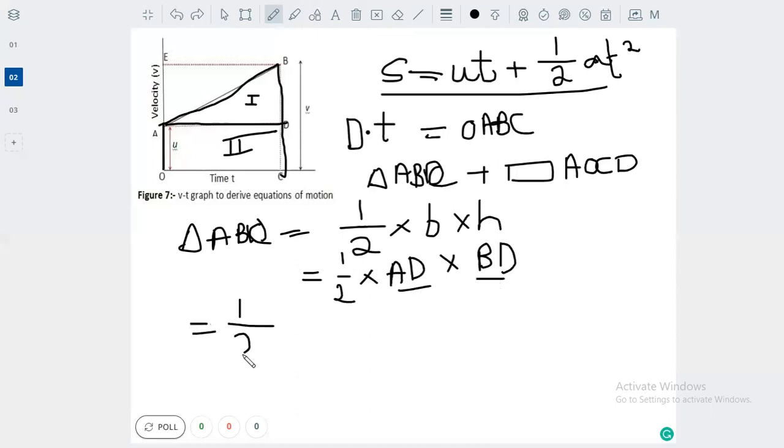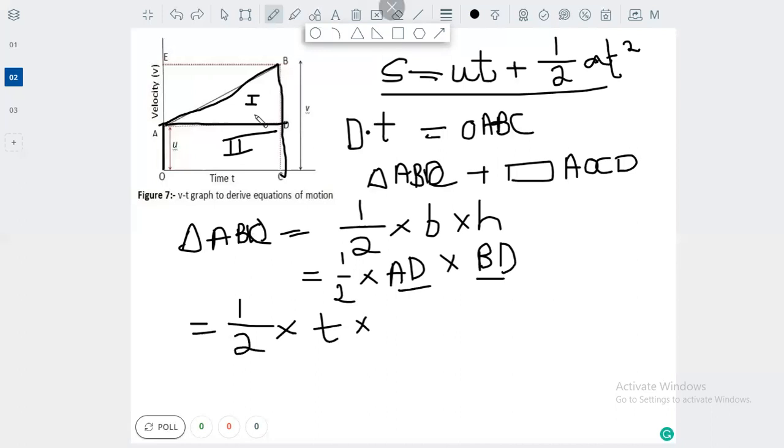Half into what is AD? AD is the base. So what is the base? T only, because we have drawn the parallel line to the time axis AD. So half into T into BD. What is BD over here? BD is V minus U.